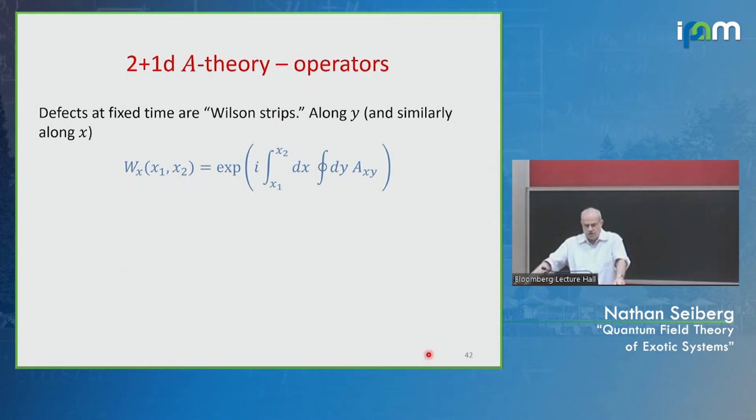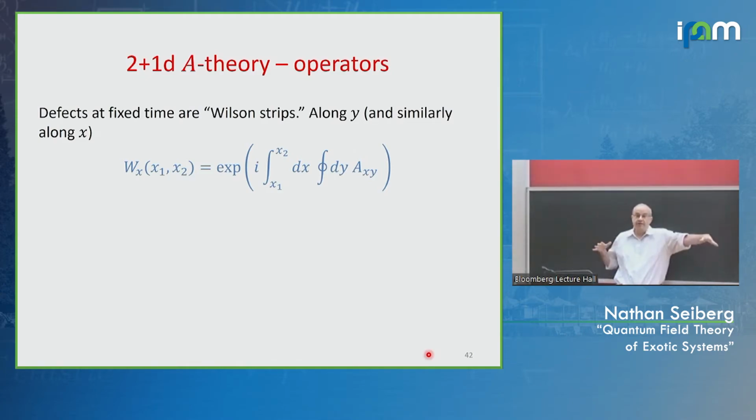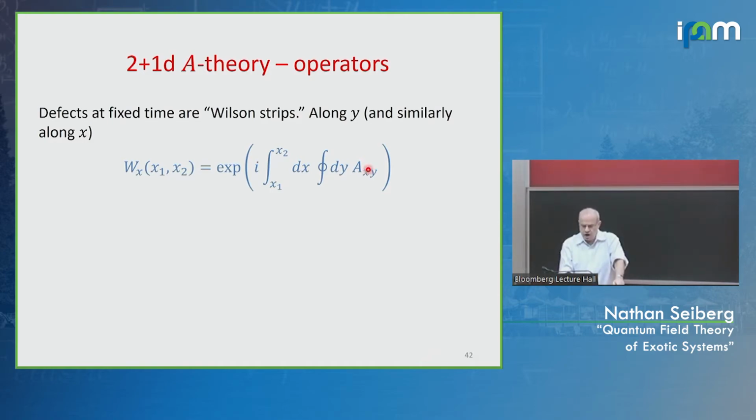Next, I'd like to discuss the operators that act. So operators are Wilson lines, or analogs of Wilson lines, at fixed time. They can be extended in space, but they act at fixed time on the Hilbert space. And since the gauge field has two indices, x, y, we can make a gauge invariant operator by integrating it over a strip. A strip that runs over all of y and over a finite extent in x. So the operators are strips, and I'm sure you saw similar operators in the other lectures where we discussed fractons.